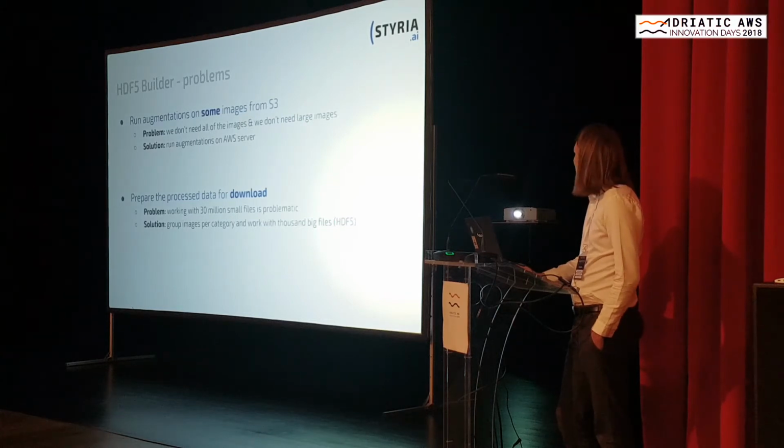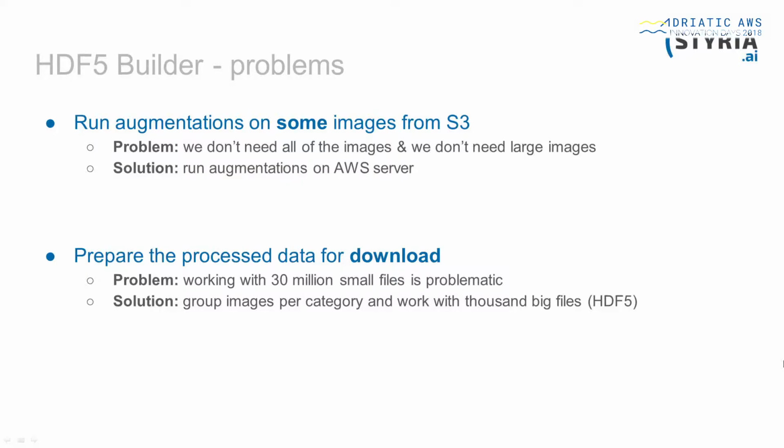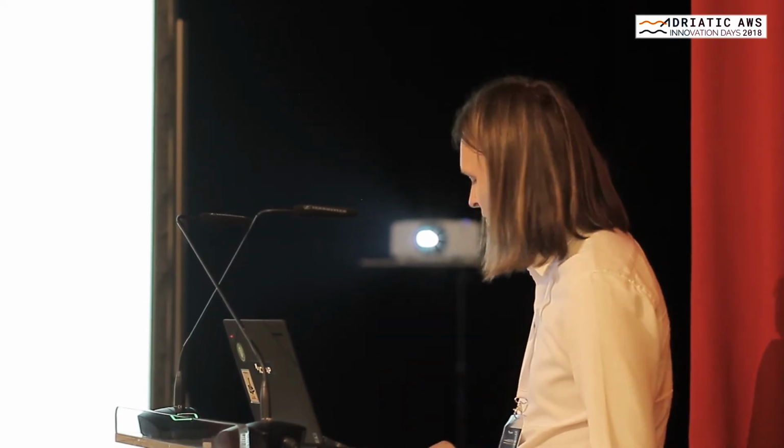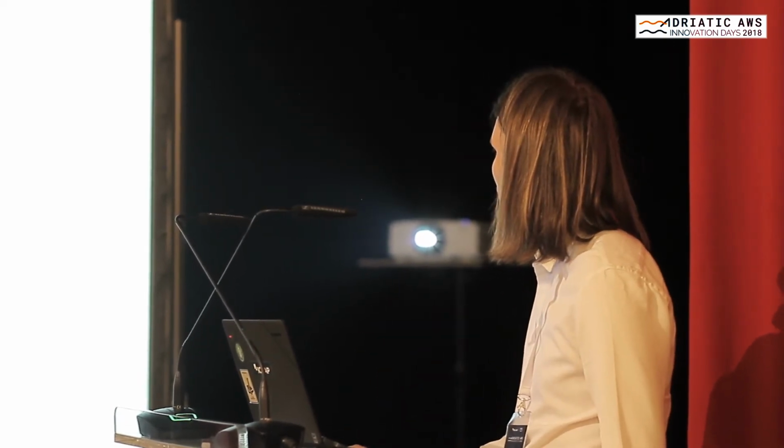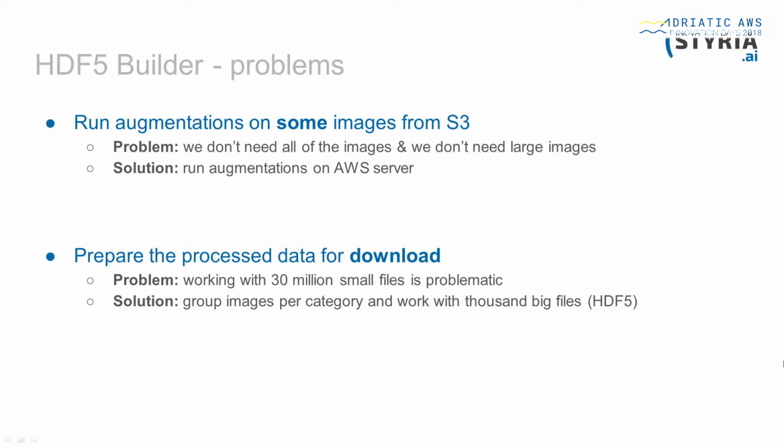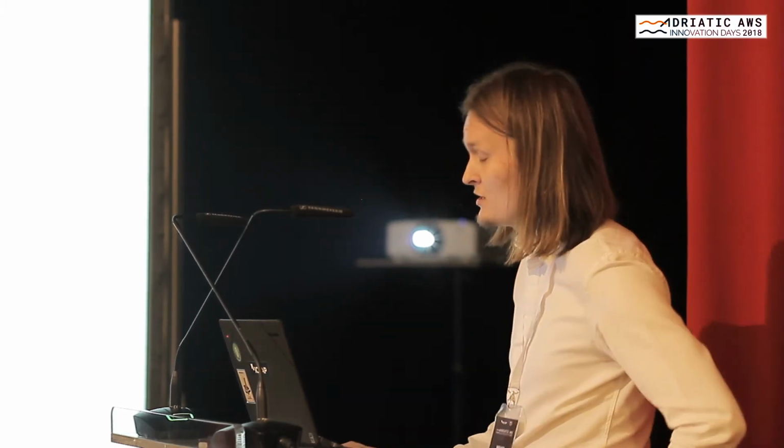The next problem we have is, even after we filtered all the data we will use and ran our augmentations, we are still working with around 30 million small files. And managing 30 million files on your local storage is hard, it's problematic. The way we solved this problem is we grouped our images per category. So we took all of the images from a single category and put them in a single HDF5 file. HDF5 is a file format that allows us to put a bunch of images inside it and gives us random access to each and every one of them. This is something we need later.